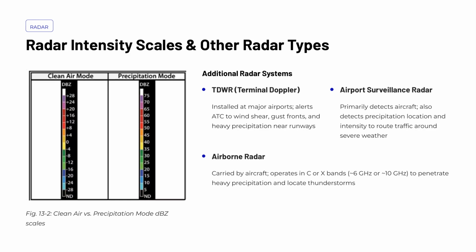Finally, airborne radar is carried on board the aircraft itself, operating in either the C or X band at approximately 6 or 10 gigahertz respectively. These frequencies allow the system to penetrate heavy precipitation and identify thunderstorm cells, giving flight crews a direct, real-time picture of weather along their route of flight.